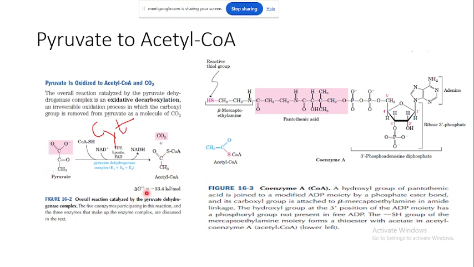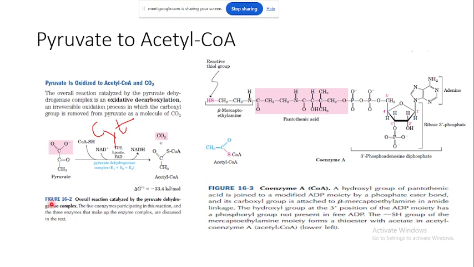And the delta G for this reaction is minus 33.4 kilojoule per mole, which is very high. That means this reaction is irreversible. Only this direction is possible for this particular reaction. So that's how the pyruvate can be converted to acetyl CoA.